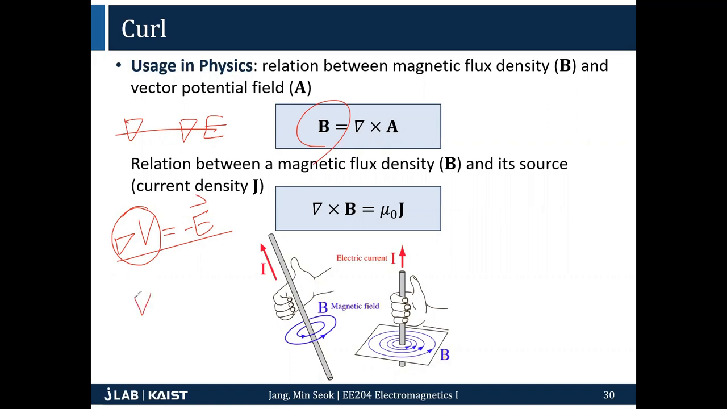Maybe we can define some magnetic scalar potential, and by taking the gradient, we can get the magnetic field. But instead, we have a vector potential A, and we take a curl to get the magnetic field. This is very different from how we define electric potential. Of course, there's a reason, and I can answer this question in the next lecture, because the next lecture contains that kind of information.